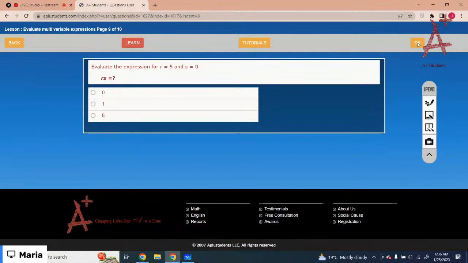Okay, evaluate the expression for r equals 5 and s equals 0. So you have to do 5 times 0. 5 times 0 is, yes, it is 0. Got it? 5 times 0 is 0. So the answer is 0.